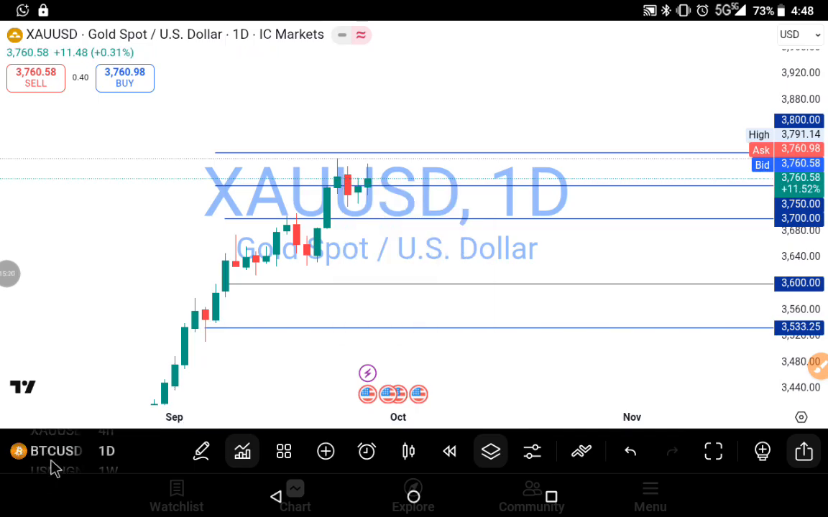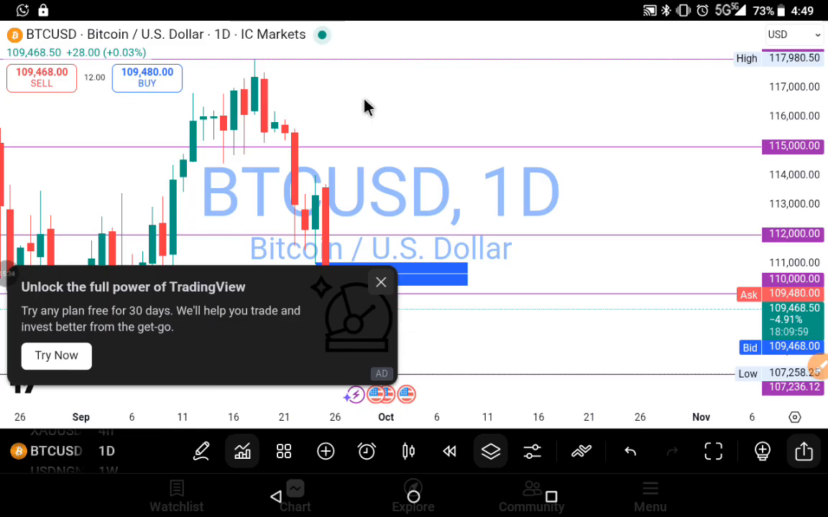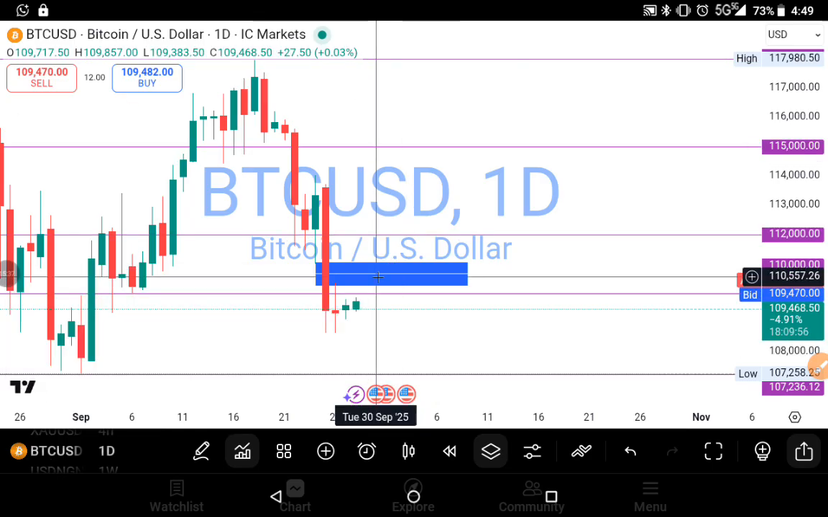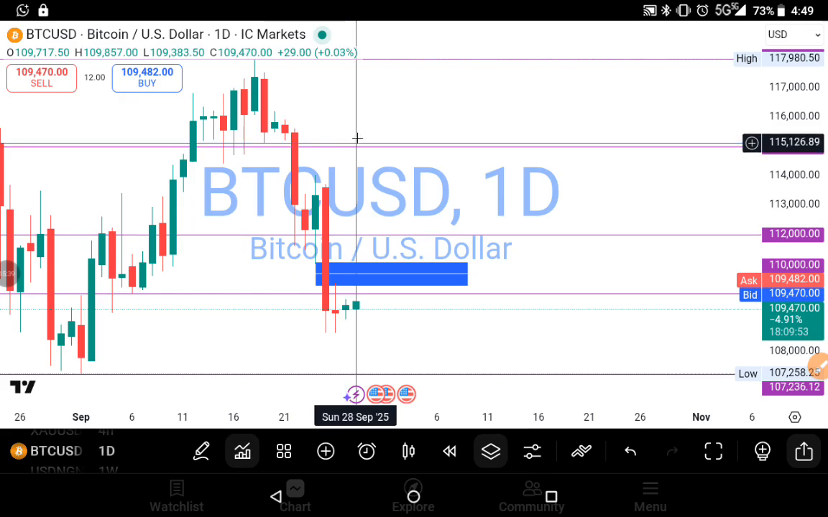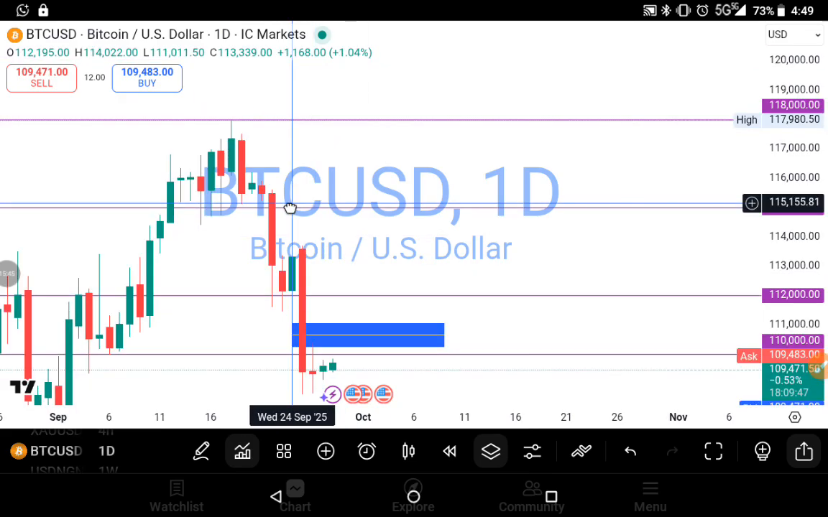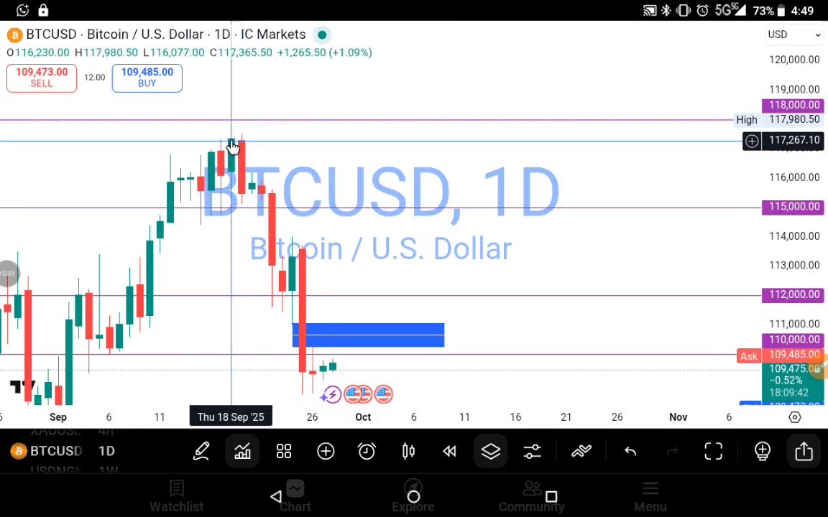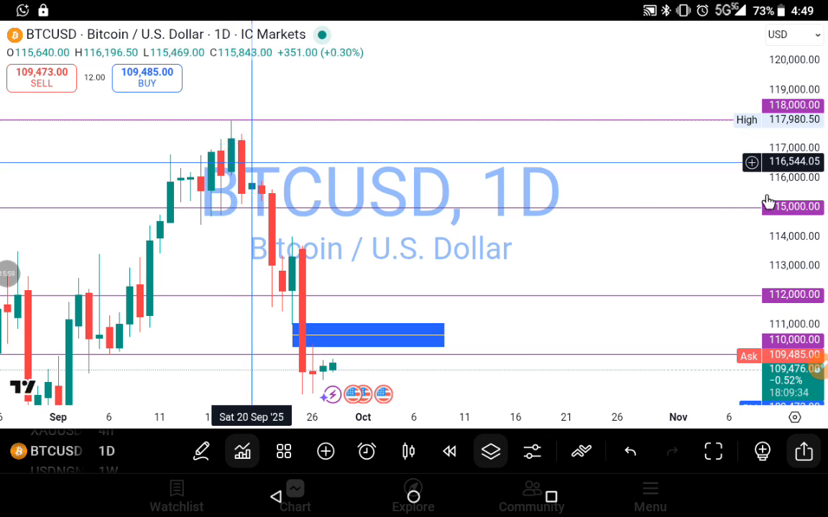So now to the last but not the least, which is the BTC. My analysis is clear and my interest is clear on BTC. I said I'm not seeing the market price running above 115,000 anytime soon. If the market price crosses 115,000, it is going to 118,000 and it's going to drop from 118,000. So the market price crosses 115,000 here, and the high here has been 117,980. So it got there and started dropping again.